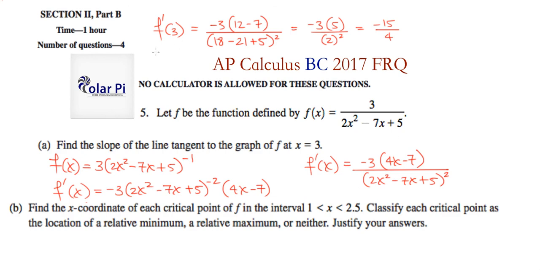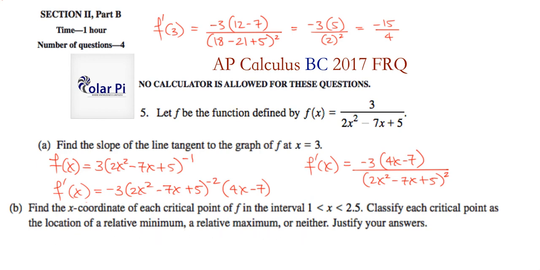If you write everything I've written, that should be sufficient evidence of showing your work. Okay, now for part B, as you've read, we have to find critical numbers inside of this interval from 1 to 2.5, and then say if the critical numbers are relative minimum, relative maximum, or neither.